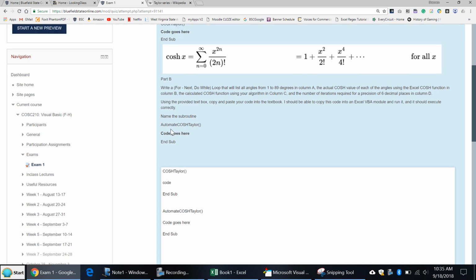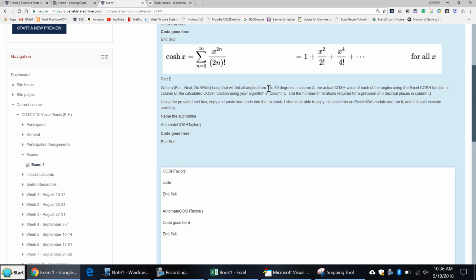For the second code, what I want you to do is not just do it for one number. I want you to do it like we did when we calculated pi. I want you to do a for and x do while loop that lists all the angles from 1 to 89. Why not 0 and 90? Well, because sometimes you get undefined at 0 and 90. So let's just do 1 to 89.